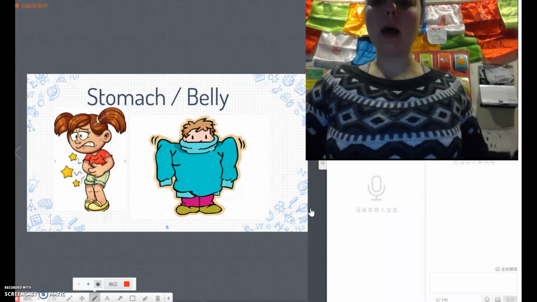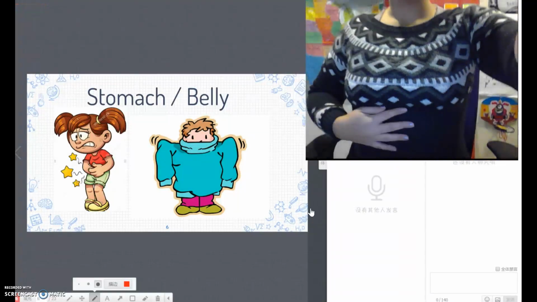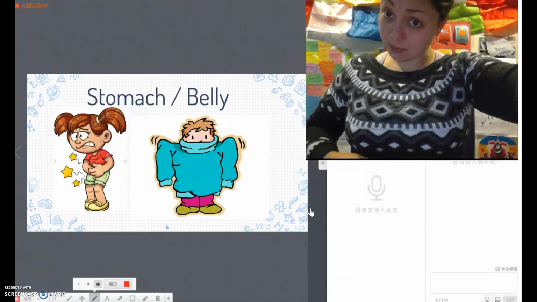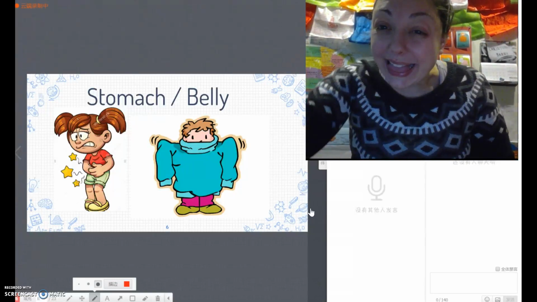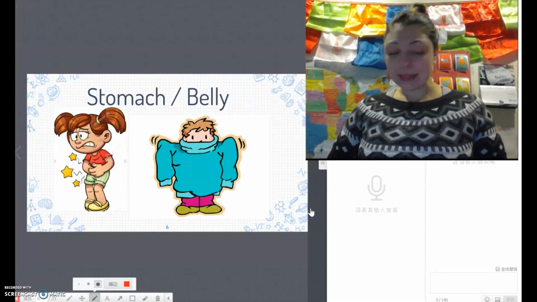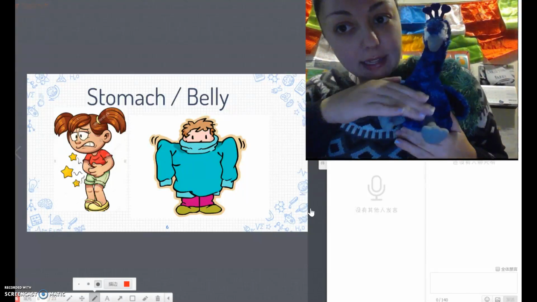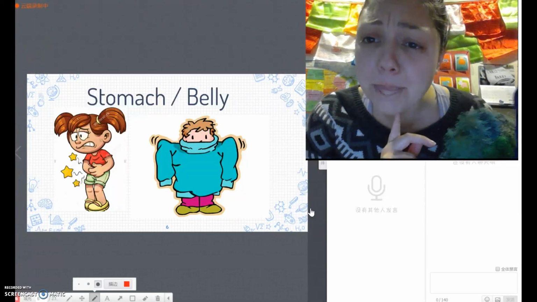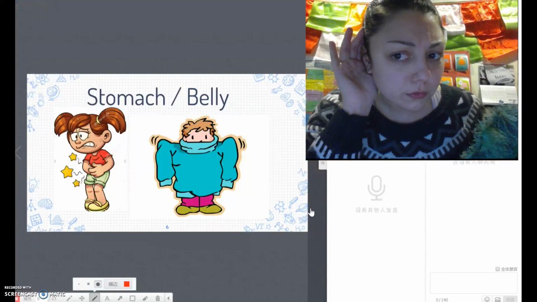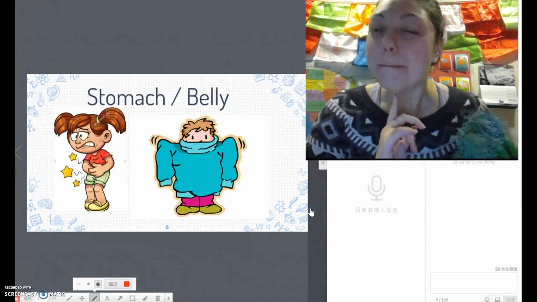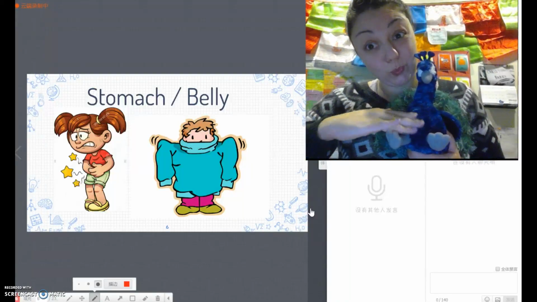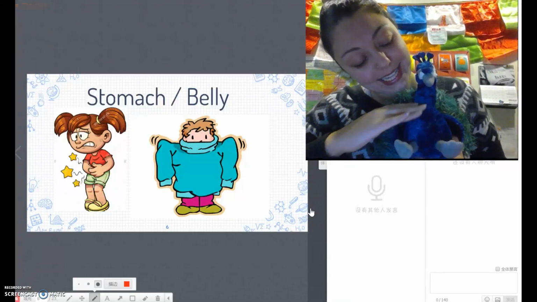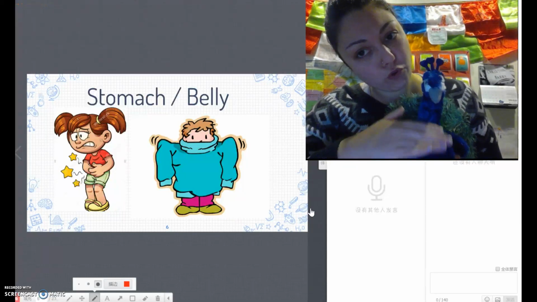Oh, stomach. Stomach. Or sometimes we say belly. Belly. Can we look at Lily's belly? Oh, Lily's belly. Can we say belly? Good. Belly. Yeah. Belly. Lily's belly. Oh, we rub her belly.